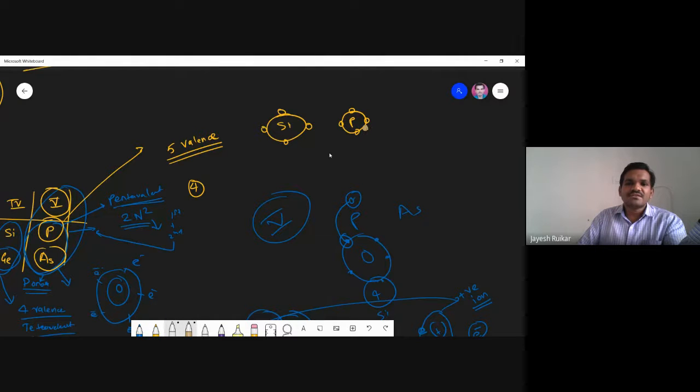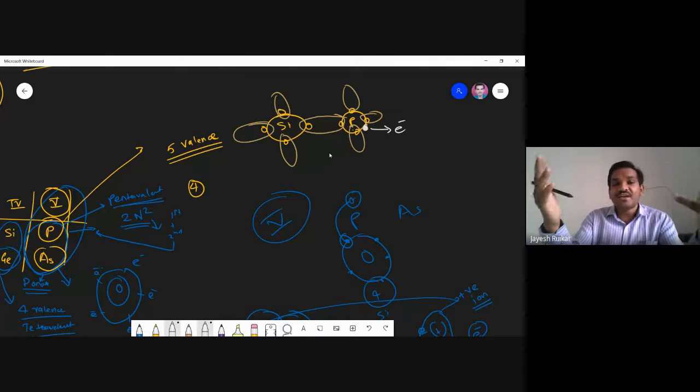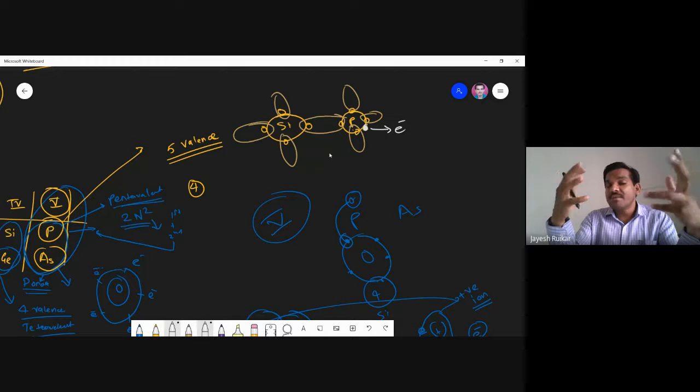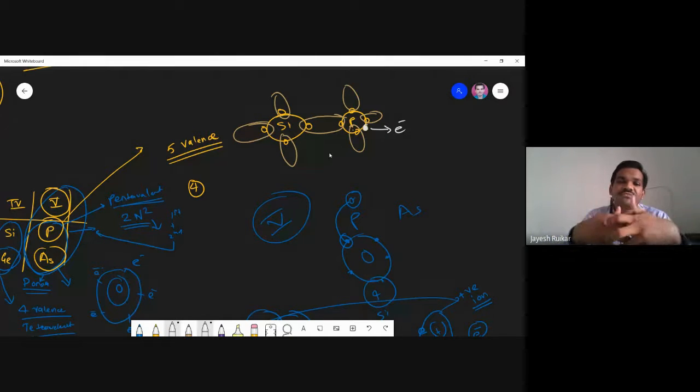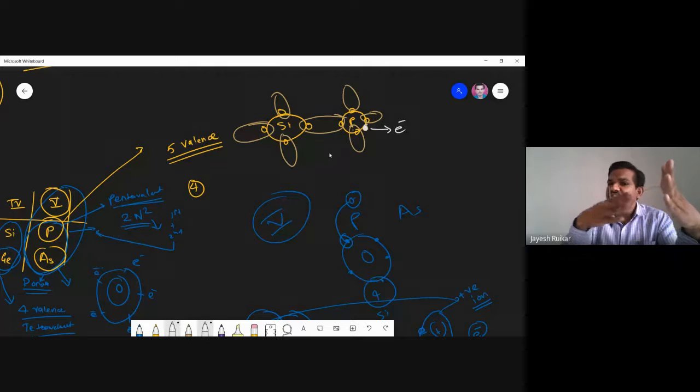So what happens is that phosphorus and silicon start covalent bonding with the neighboring atoms. But one free electron remains here. This is the 5 valence electrons, 5 pentavalent bonds, a pentavalent element like phosphorus or arsenic. If we combine it with silicon, it contains 5 valence electrons. So 4 valence electrons make a covalent bond with the neighboring atoms, but one free electron is remaining.